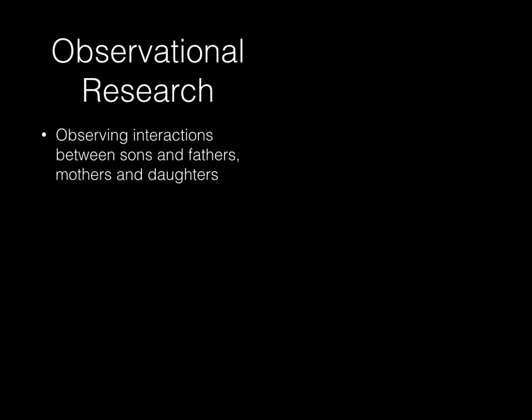The second type of research is called observational research. And again, in the name, it tells you exactly what it is. With observational research, we research by observing. Some of this can be very simple observations, and some of these can be far more complex. Some of the main studies that have been done in the past have looked at father-son interaction, mother-daughter interaction.